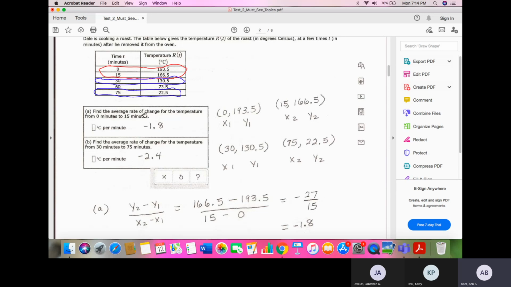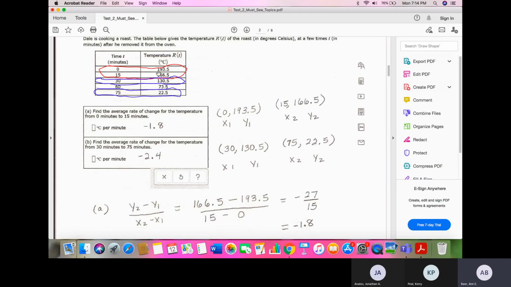So let's do this first. Let's do part A. So first of all, I wrote down the ordered pairs. 0, 193.5 right here. Labeled the first one with X sub 1, Y sub 1. And then the second ordered pair we're using encircled in red is 15, 166.5. Copied that down and labeled it with X sub 2, Y sub 2, because this is the X coordinate of the second point, and this is the Y coordinate of the second point.